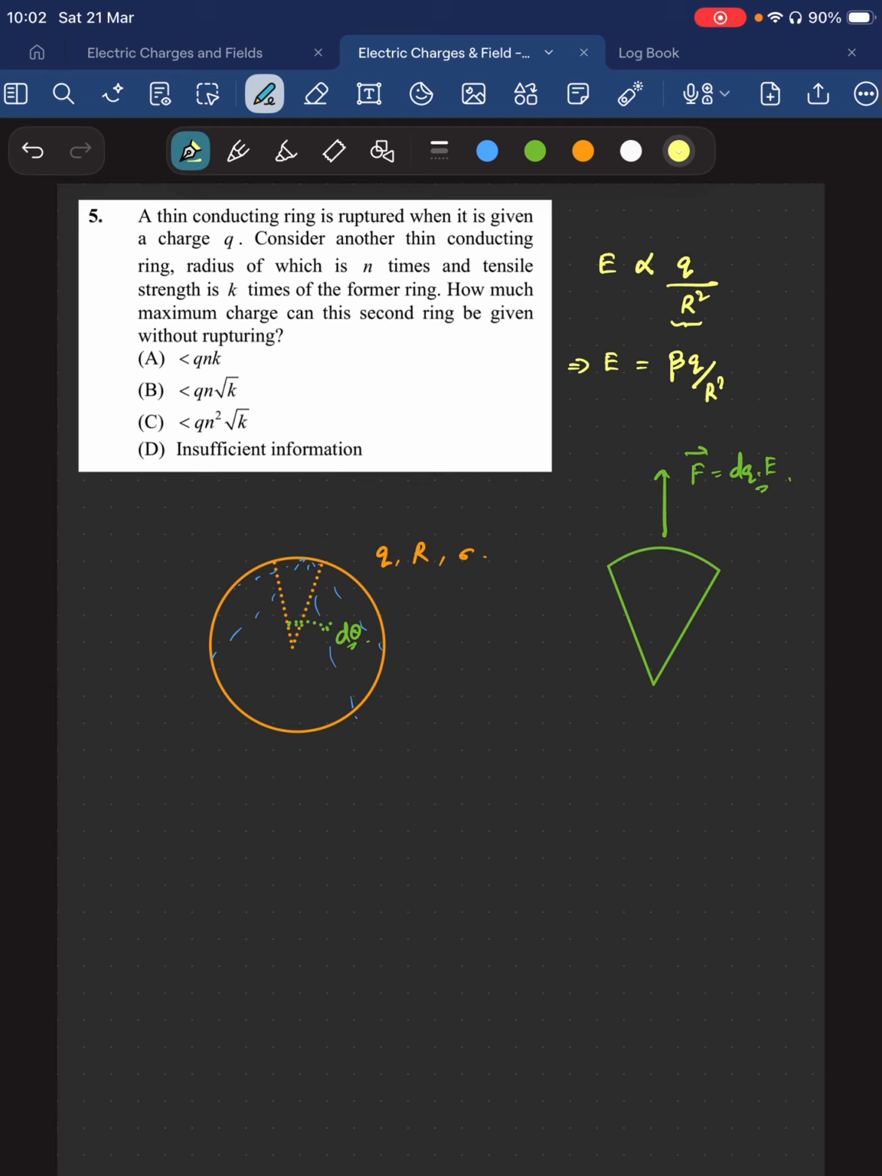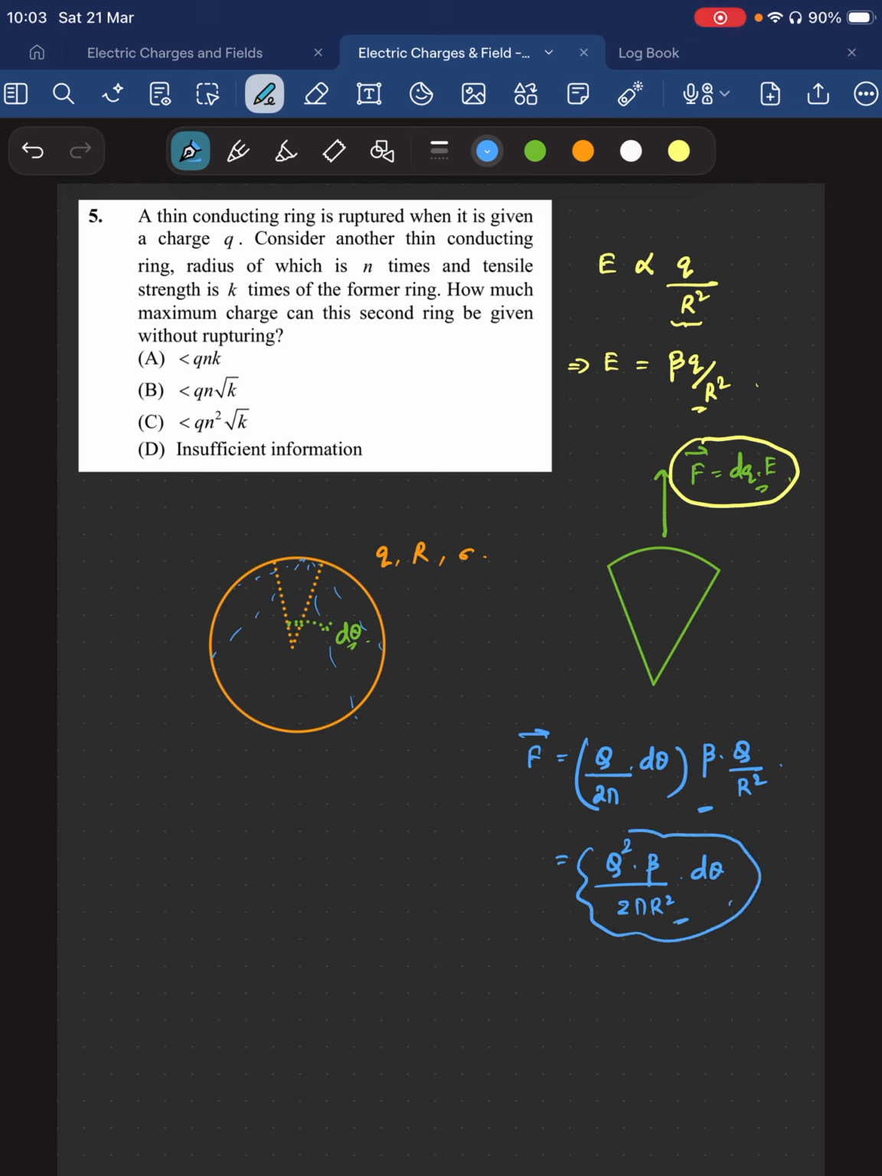If that's the case, then what will be your force acting on this? Your force acting on this small portion then will be equal to dq, which is q by 2 pi into d theta, and then into beta into q by r squared, where q is the charge which is being given to this ring, right? So this force expression turns out to be q squared beta by 2 pi r squared into d theta. So we have a rough expression for the force exerted by the remaining portion of the ring on this portion of the ring, right?